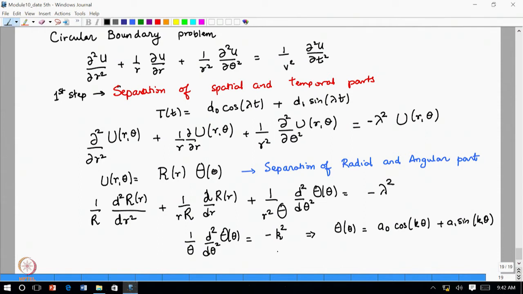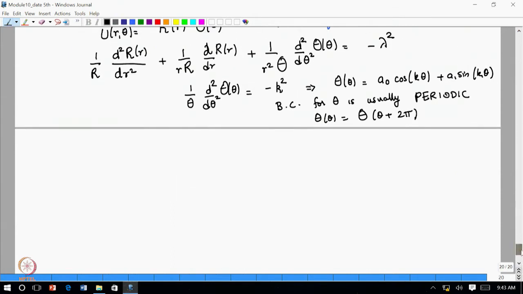So, in this case the boundary condition for Theta is usually periodic, that is Theta of theta is equal to Theta of theta plus 2 pi. You have a periodic boundary condition in theta, and you might have seen this. So, if you want a periodic function, then this implies k is equal to n, with n equal to 0, plus minus 1, plus minus 2 and so on.